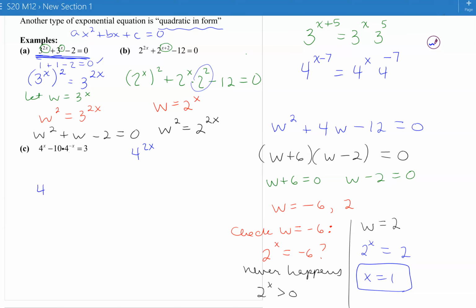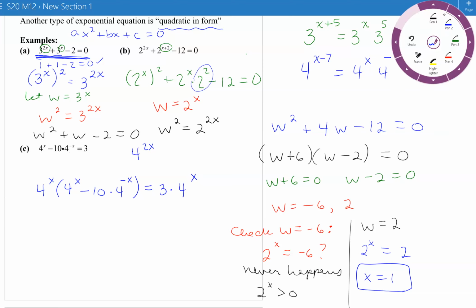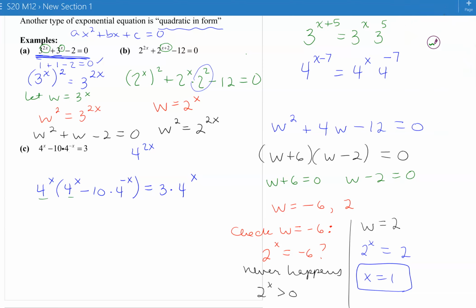So here's what we're going to do. We're going to multiply both sides of this equation by 4 to the x and see what amazing things happen. So I have 4 to the x times 4 to the x, so that's 4 to the x plus x, or 4 to the 2x. Then I have minus 10, and I'm just going to write this out first so you can think about it. And then I have 4 to the x times 4 to the negative x equals 3 times 4 to the x.